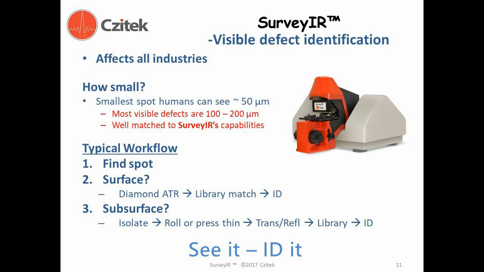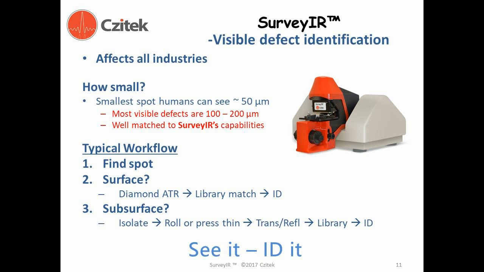This size is very well matched to SurveyIR's capabilities when interfaced to an FTIR spectrometer using an instrument-mounted DTGS detector. In the typical workflow, the defect spot is observed on a product in a production process. Samples are collected and submitted for analysis. The analyst determines whether the contamination is on the surface or below the surface of the product of interest. Both types of defects can be identified using SurveyIR, but the way they are approached is slightly different.